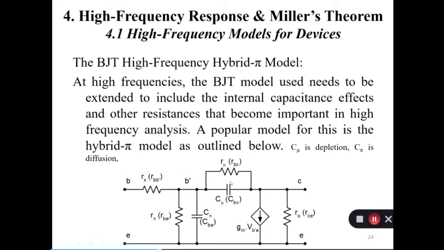To solve this section, we can use Miller's theorem. In the next, after two or three PPTs, I will show you Miller's theorem. This one is the small signal model, you can say the hybrid pi model for the BJT at high frequency.